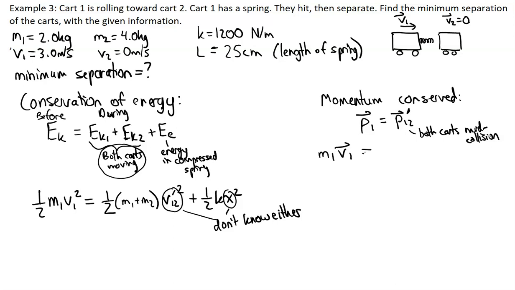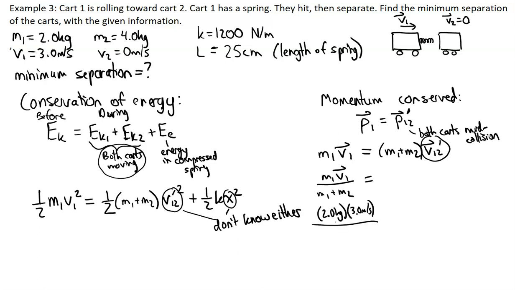We get m1 v1 is equal to, moving together, I'm going to make the total mass times V12 primed. And we know everything in this equation except for V12 primed. And so once I solve that, I can sub it back in the other equation to solve for x. So this is going to give me m1 v1 divided by m1 plus m2. m1 is 2 kilograms. So I'm going to do 2 kilograms. v1 was 3 meters per second forwards, we're dividing by the total mass, which is 6.0 kilograms, m1 plus m2.